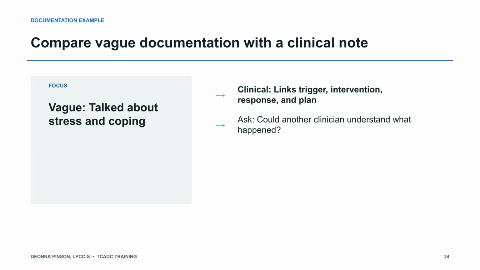Compare vague notes with clinical ones. A note stating only that you talked about stress is insufficient. Instead, document the specific triggers, the interventions used, such as motivational interviewing, and the clear plan that resulted. This creates a golden thread that another clinician could follow to understand the focus and purpose of the session.